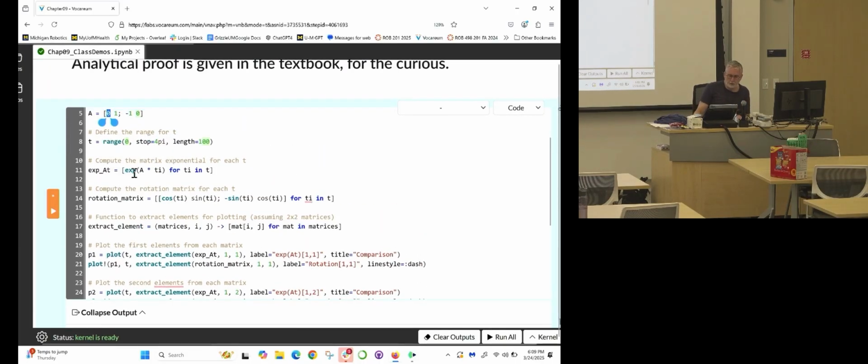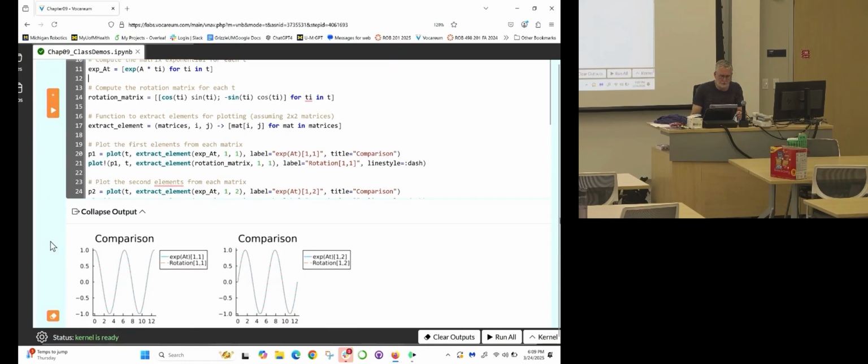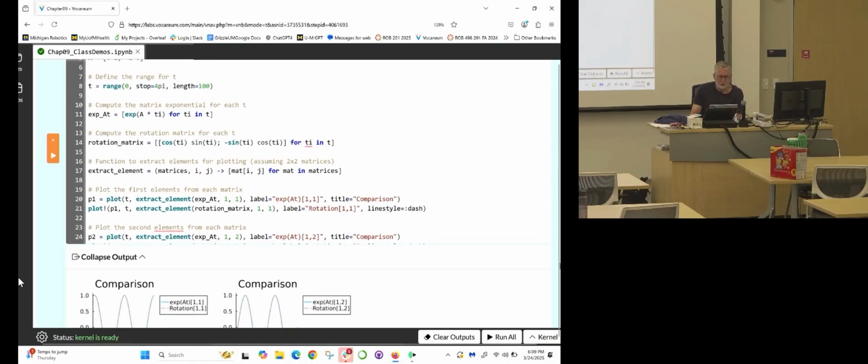Because Julia is typed, when an n by n matrix is put in here, it automatically computes the matrix power series. And all this says is to compute it for all ti in this range t. That's called a comprehension, I believe, in Julia. I don't use them very much, but I used it here. The rotation matrix was cosine, sine, minus sine, cosine, and we evaluate it for all t in that range.